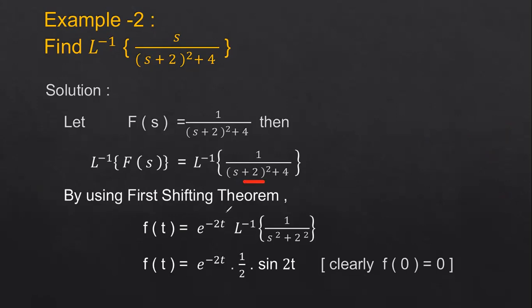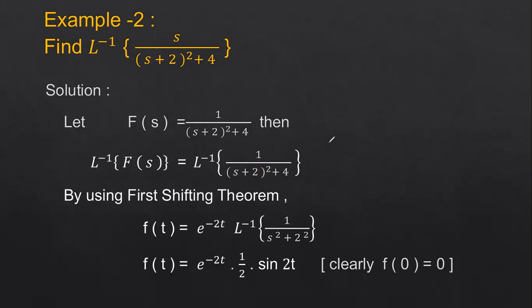So if you apply this theorem, then what you will get is that the plus 2 will be eliminated, and it can be written as e power minus 2t. So already we have done this first shifting theorem problem. Just verify how you are going to apply the first shifting theorem.